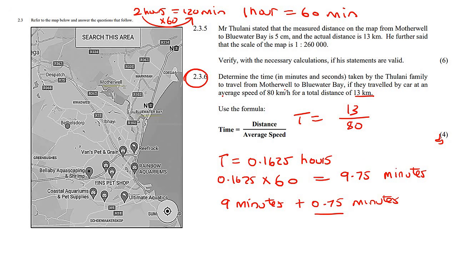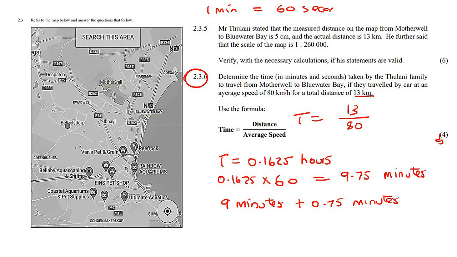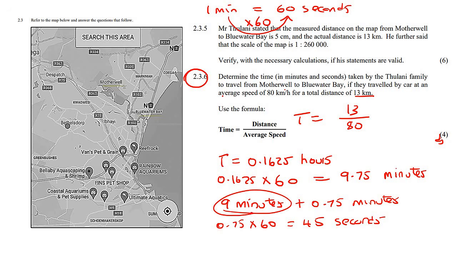Now, what we need to do is change this one into seconds. So remember, in 1 minute, there are 60 seconds. So to go from minutes to seconds, you multiply by 60. So I'm going to multiply this by 60, and that'll give me 45 seconds. So now we have 9 minutes and 45 seconds.